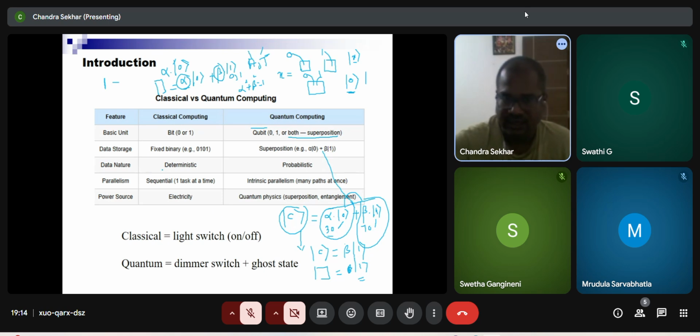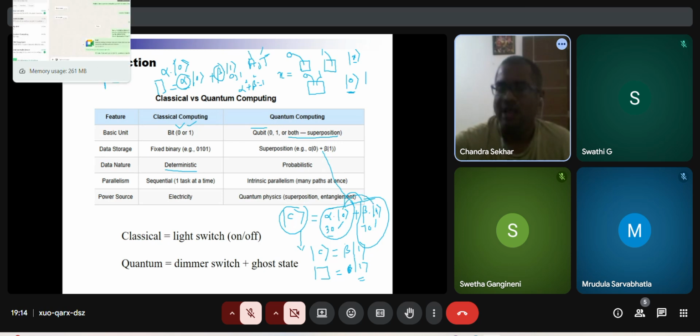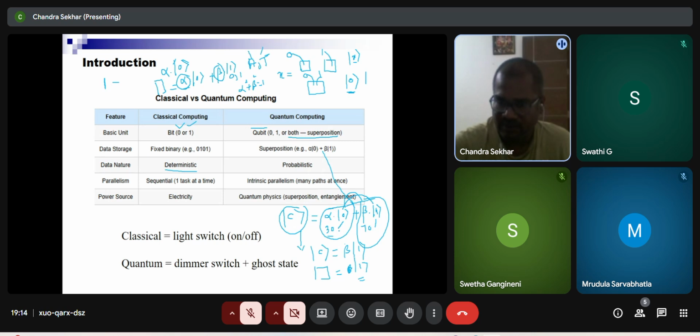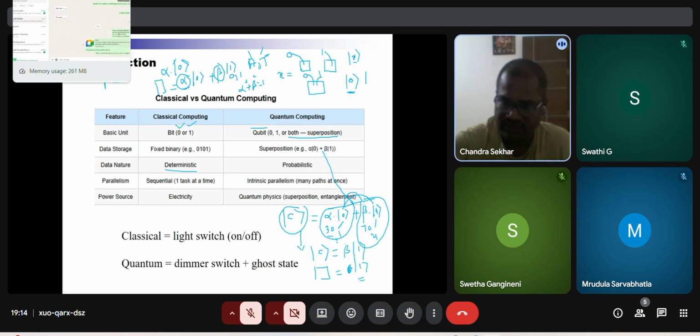So see here, data nature is deterministic in classical, it is either 0 or 1. But in quantum computing, it's a combination of two values, 0 and 1, with varying probabilities. It may be 1%, this may be 19%, this may be 10%, this may be 90%. In this way, the values will vary.